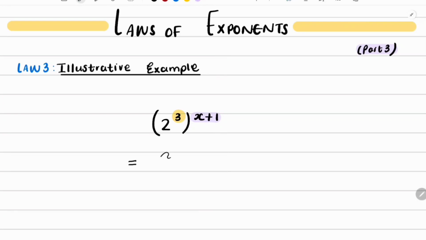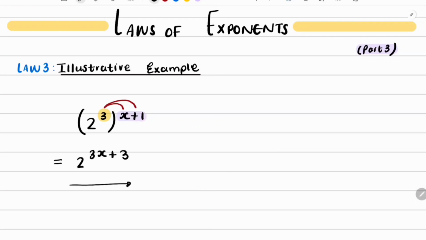So what will happen here is we still have the 2, and then the 3 needs to multiply to the x, and it also needs to multiply to the positive 1. So 3 multiplied by x gives you 3x, and then the 3 multiplied by positive 1 would give you positive 3, and that would be our answer.